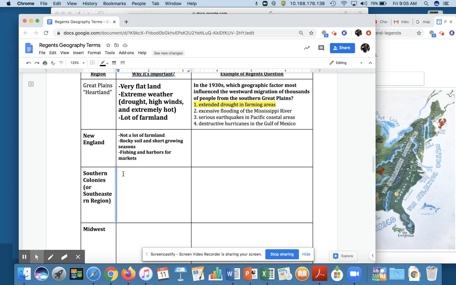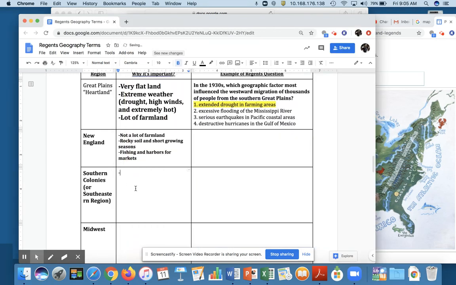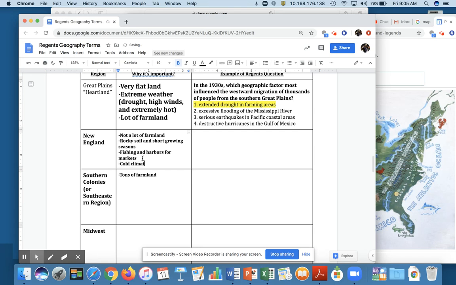Okay. The Southern colonies. Now, the Southern colonies is located right over here. Follow my mouse. All right. And the Southern colonies, or the Southeastern region, has tons of farmland. Oh, and one last thing for New England, colder climate. Cold climate. Southern colonies has a tropical climate. All right? Tropical means hot. So it is a lot warmer there, therefore their farmland is a lot better, and therefore a lot of the people in the South became farmers early on.